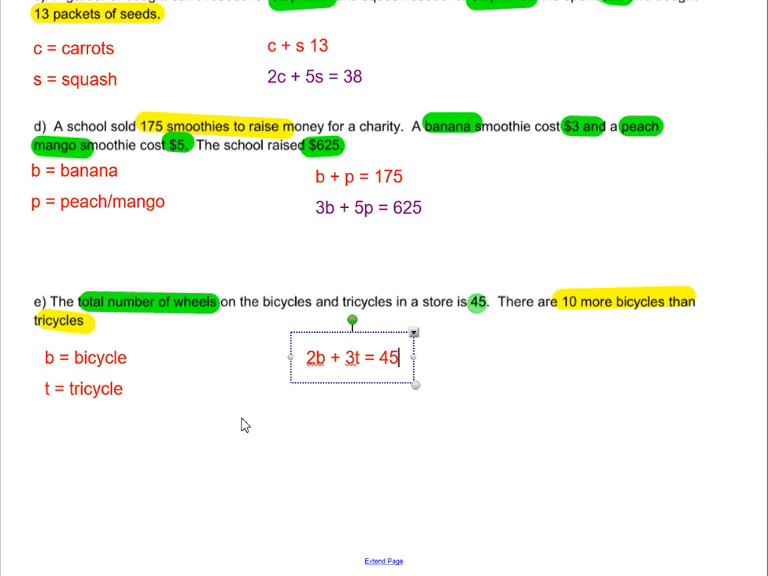Now when we're doing the rest of this here, I'm being told that I have 10 more bicycles than tricycles. So the amount of bicycles I get is going to be equal to the amount of tricycles plus 10. These two here would be my two equations for this linear system.